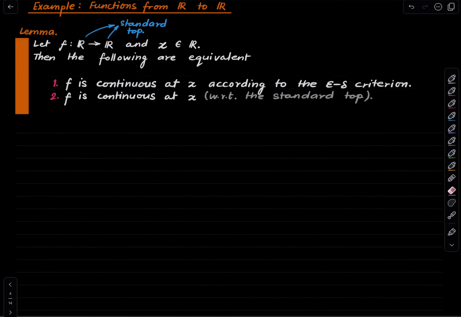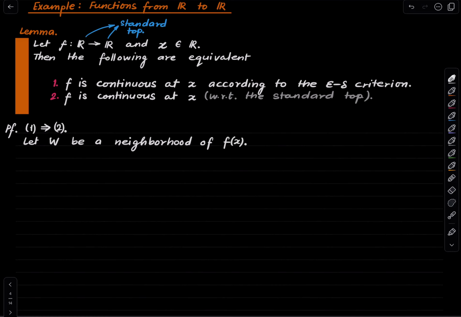Okay, so let's try to establish the equivalence. So first, let's do 1 implies 2. We'll assume that the epsilon delta condition has been satisfied, and we want to prove the second condition. So let W be a neighborhood of f(x).